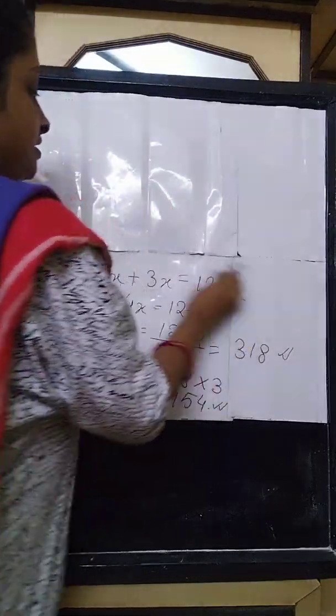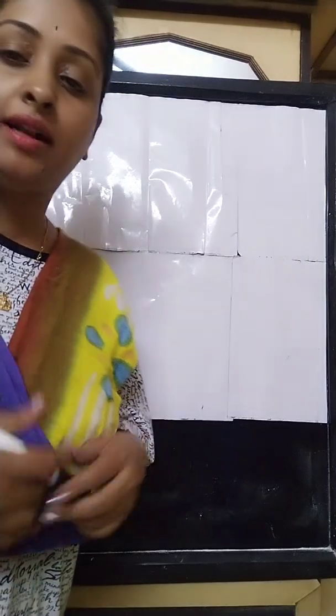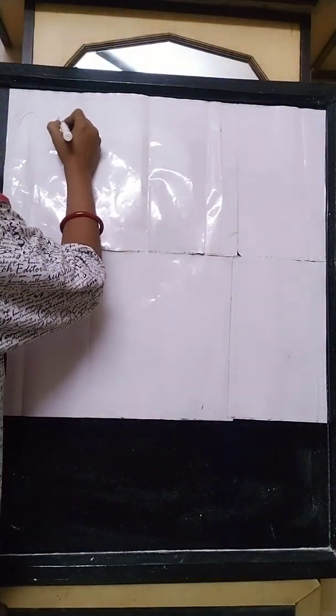In sum number 6, it is given that the difference of two numbers is 825 and the greater number is 1275. You are asked to find out the smaller number. So this is sum number 6.